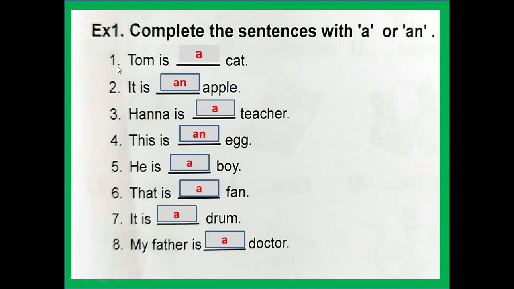Tom is a cat, because C is a consonant. It is an apple, because A is a vowel. Hannah is a teacher. This is an egg. He is a boy. That is a fan. It is a drum. My father is a doctor.